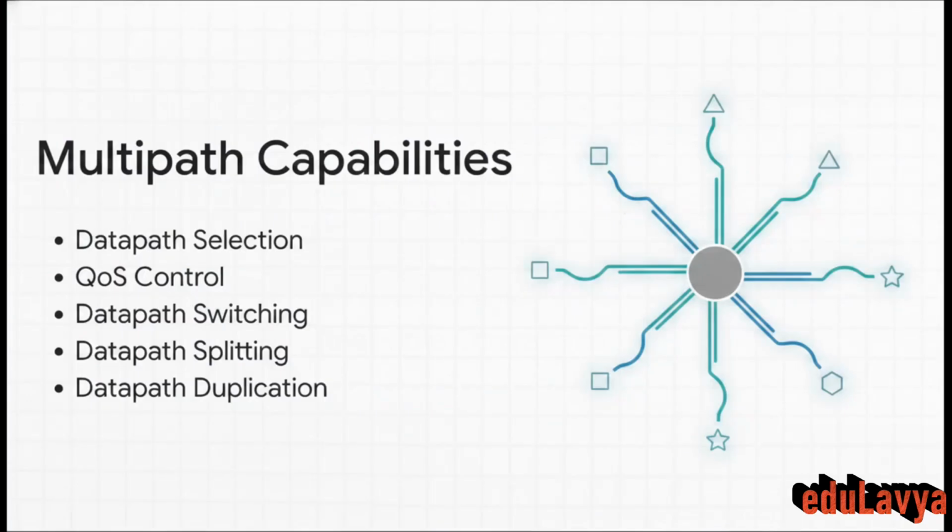The multipath function comes back with some seriously dynamic real-time capabilities. First, it handles data path selection, meaning it's constantly evaluating policy to pick the best eligible paths. Then you have QoS control, ensuring those ultra-strict quality requirements we talked about are actually met. It can also execute data path switching, instantly moving a data flow to a new path if a connection starts acting up. But the real heavy hitters here are the last two, data path splitting and data path duplication.